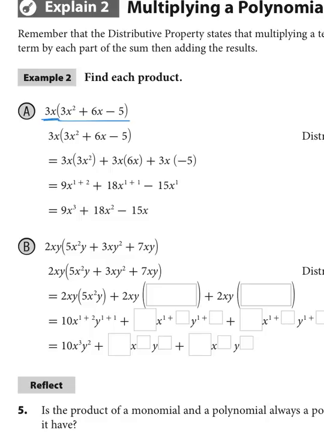So what does this remind you of? Well, hopefully it reminds you of the distributive property, and it's just going to be the distributive property using the same skills we learned in the last video. So we're going to distribute here.